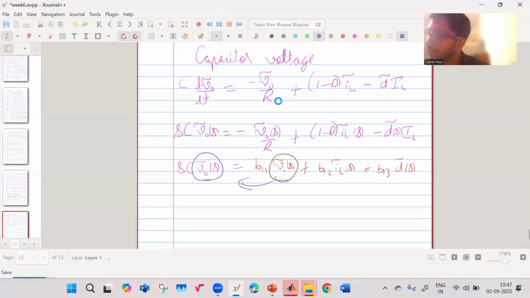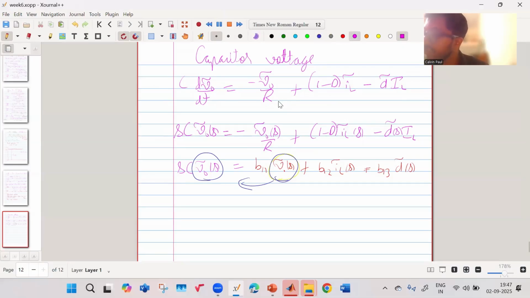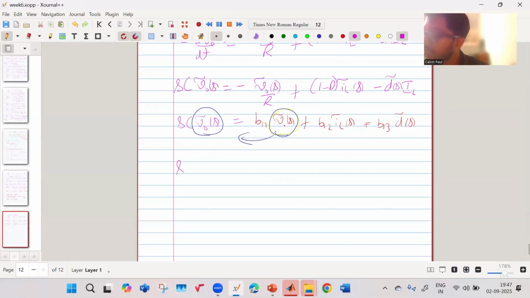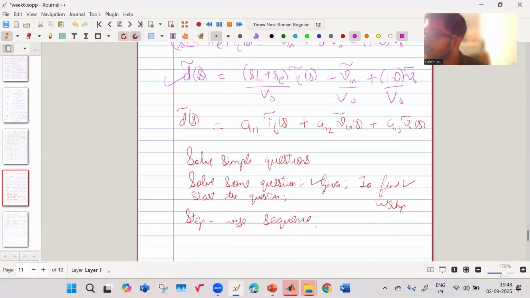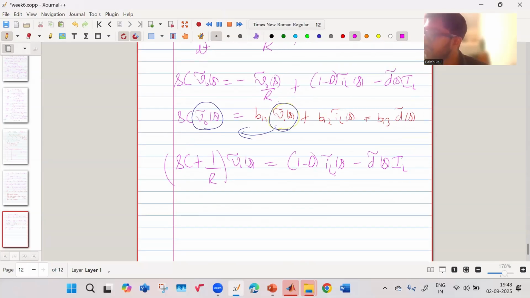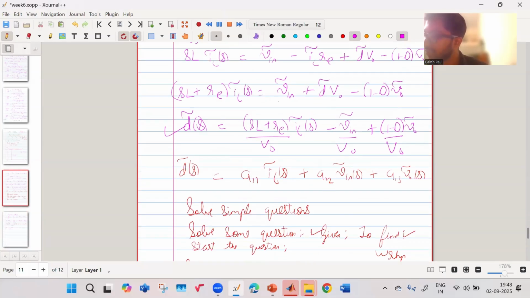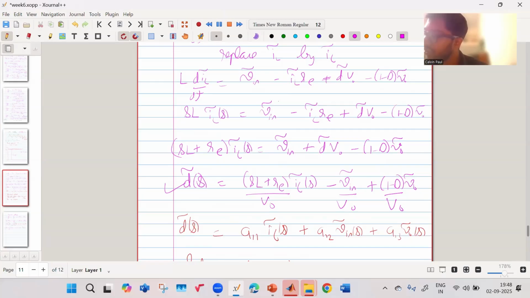You don't need to do that. Okay. So let us continue. So we get SC plus 1 upon R, V output per turb of S, that is equal to 1 minus D into IC per turb of S minus D per turb of S into IL. Right? So now we have to substitute, no, you don't have to substitute IC per turb, you have to substitute D per turb of S. Okay? This is your D per turb of S.